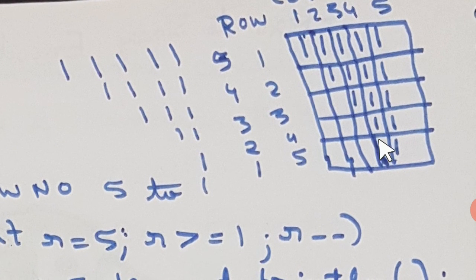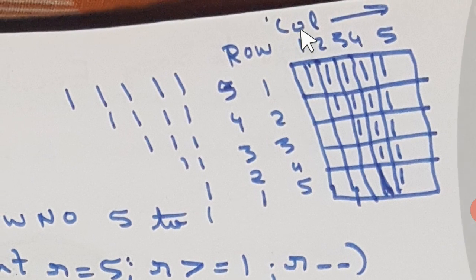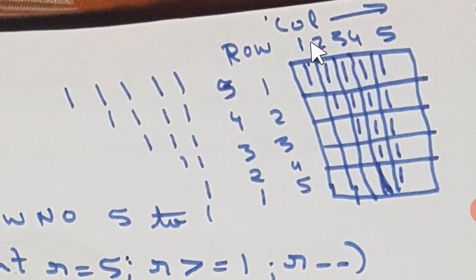There is a matrix you can see around this pattern. Now I have written the row numbers here, 1, 2, 3, 4, 5, and the columns are here, 1, 2, 3, 4 and 5. I observe here that there is no connection between the row number and the column number, because the first row prints 5 ones, the second row prints 4 ones, and so on.